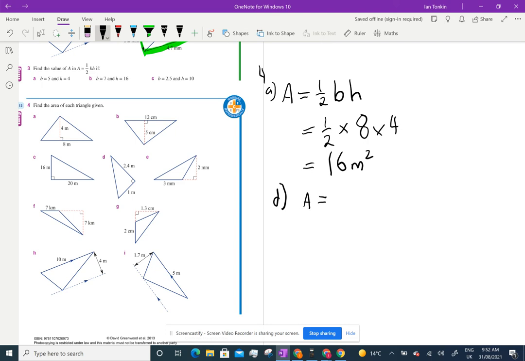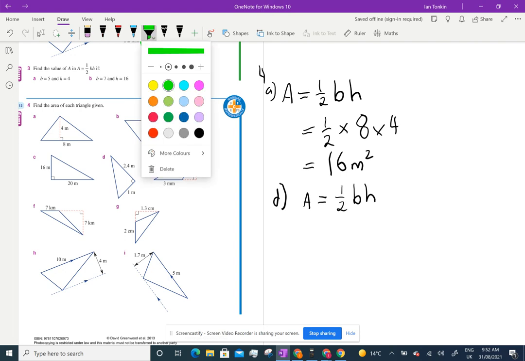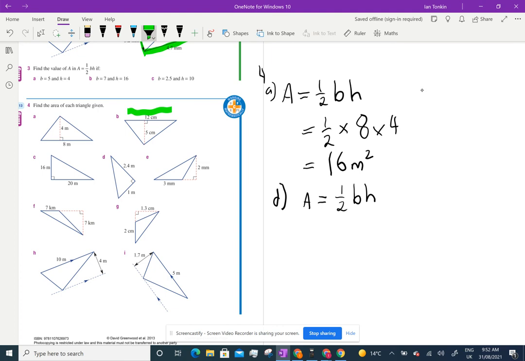You have a go at them. Area is a half the base times the height. By the way, to do B, there's your base, there's your height. There's your base, there's your height. In D, there's my base, there's my height.